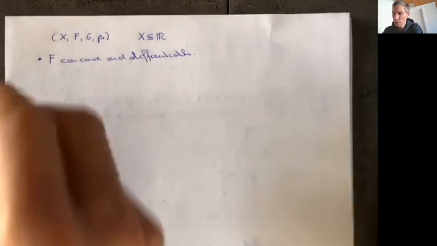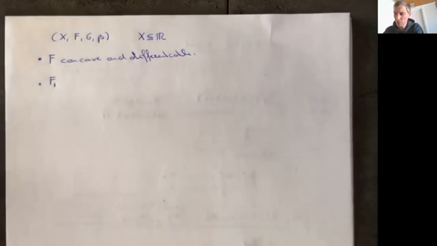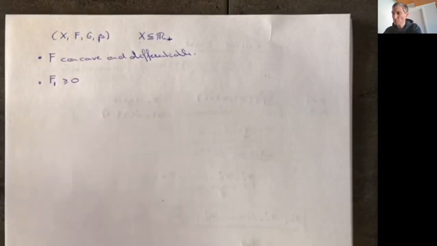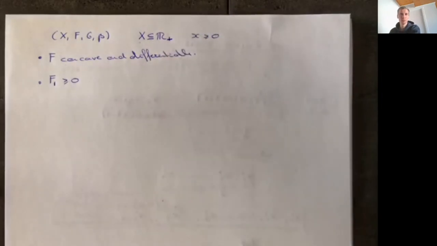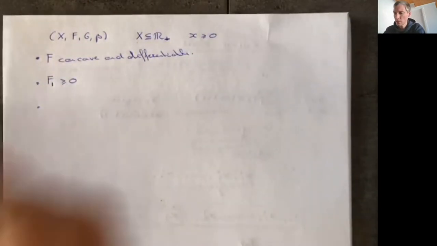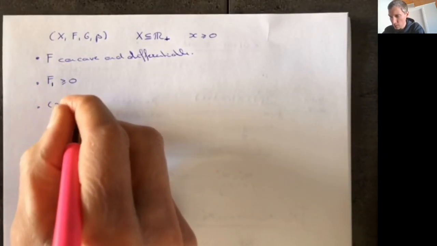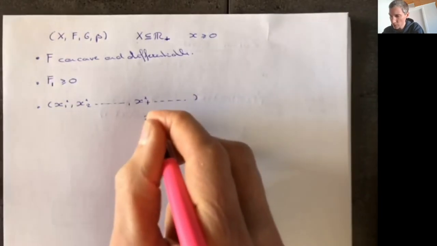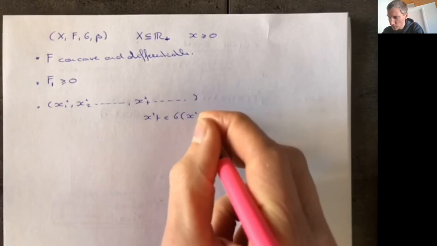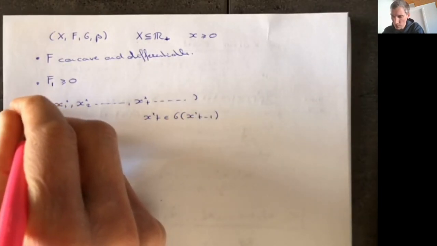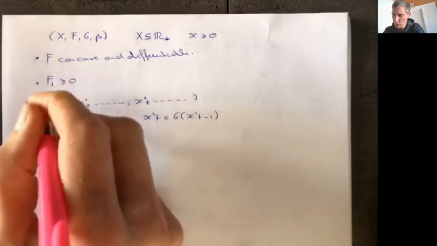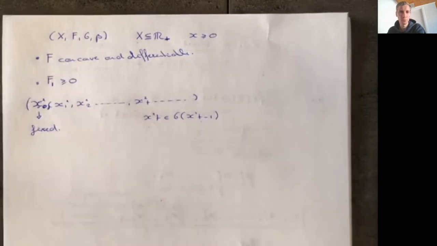So I'm going to assume that f is concave and differentiable. I'm going to assume that the derivative of f with respect to the first argument is greater or equal to zero. And I'm also going to limit this to a subset of R plus, so all states are greater or equal to zero. Then I'm going to assume that I have a sequence x1, x2, xt, and so on, a path of states such that xt is in g of xt minus 1. Maybe I can start my path at x0, which is fixed. So I have a path starting at x0 that's feasible, so every state is in g of the previous state.